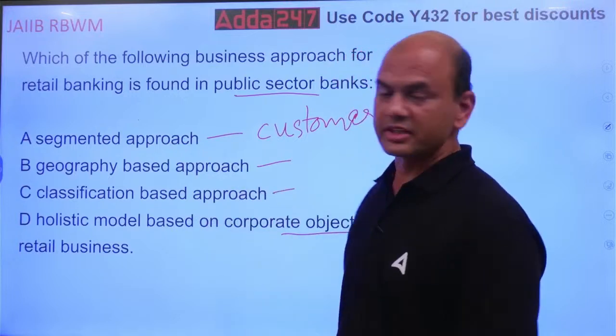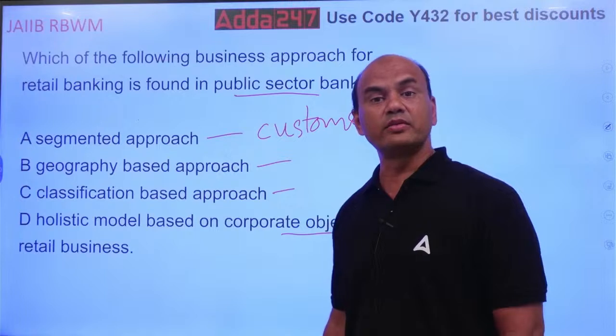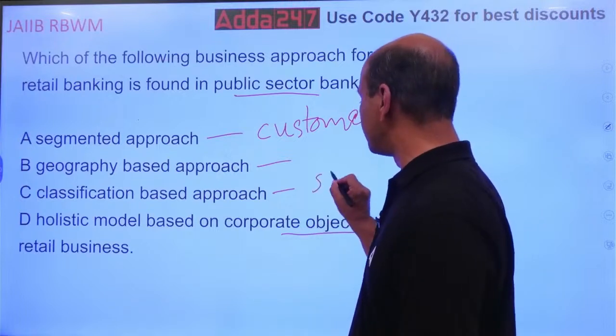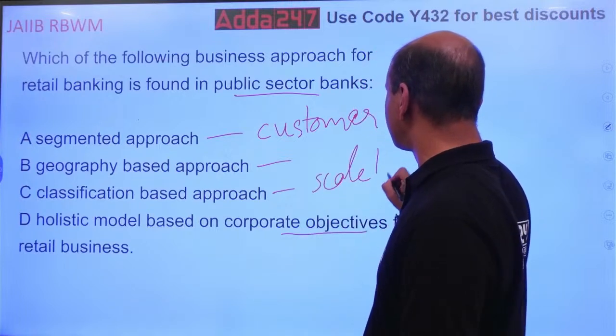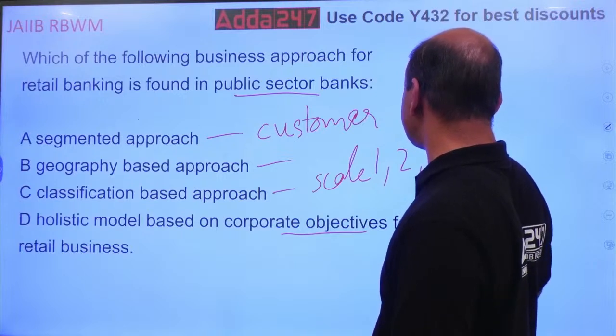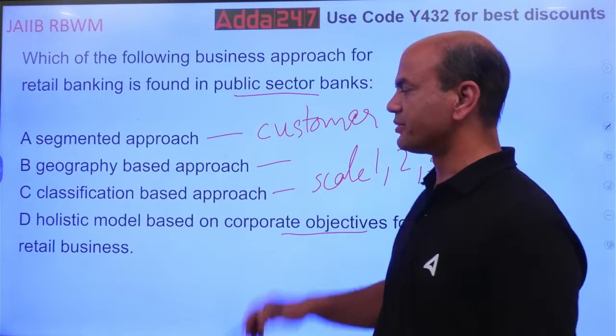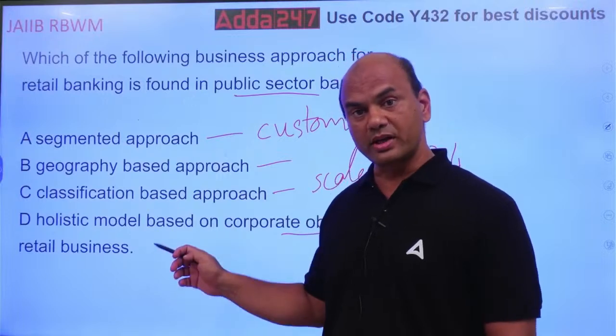Classification based. Classification means what? This is scale 1, scale 2, scale 3. In nationalized banks, we have this scale 1, scale 2, scale 3. Or look at this holistic model.